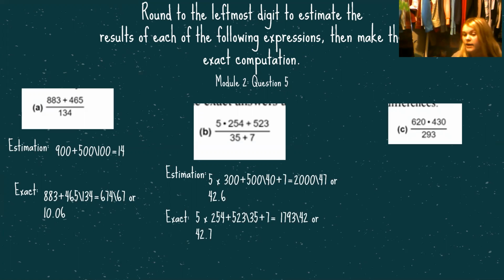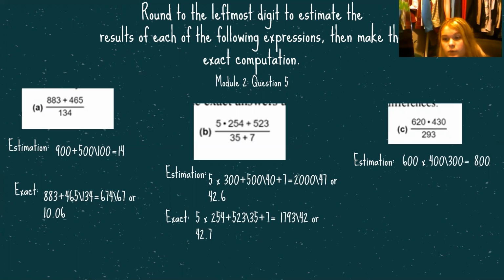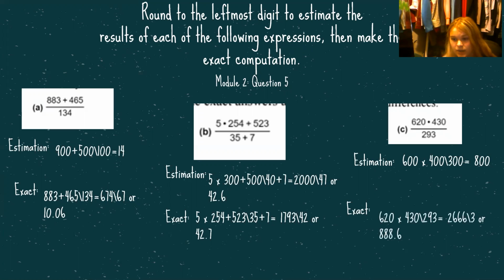For question 3, we have 620 times 430 over 293. So for this, we're going to round 620 down to 600, 430 down to 400, and 293 up to 300. And once we tally it up, we get 800. 600 times 400 divided by 300 equals 800. For our exact computation, we are going to do the exact numbers as written, and we get 888.6. Again, we're just trying to get the closest we can without exactly doing the exact computation.